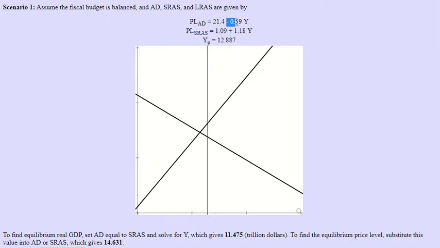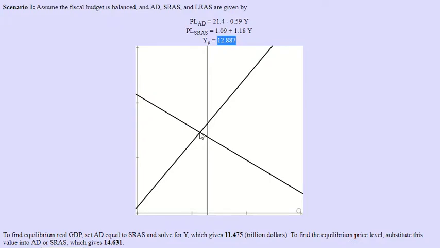Aggregate demand still has a negative slope. And potential GDP is about the same as it was in the previous problem. It's just a little bigger. So this is long-run aggregate supply. This is short-run aggregate supply. This is aggregate demand. This axis is the price level. And this axis is real GDP.